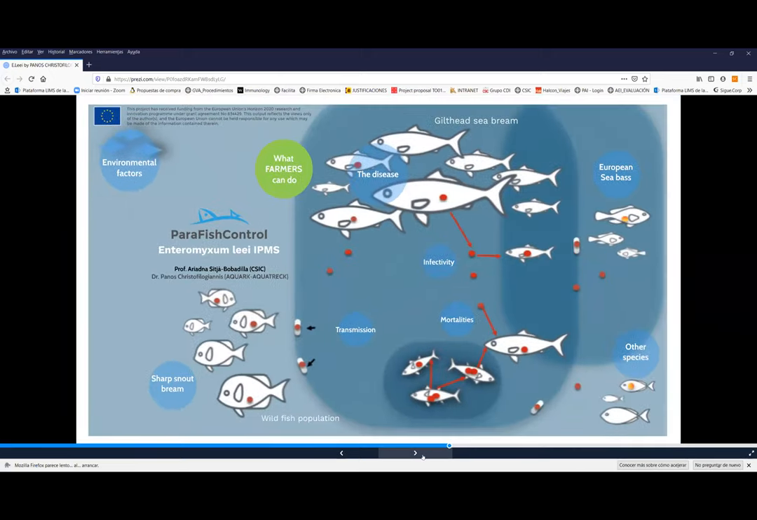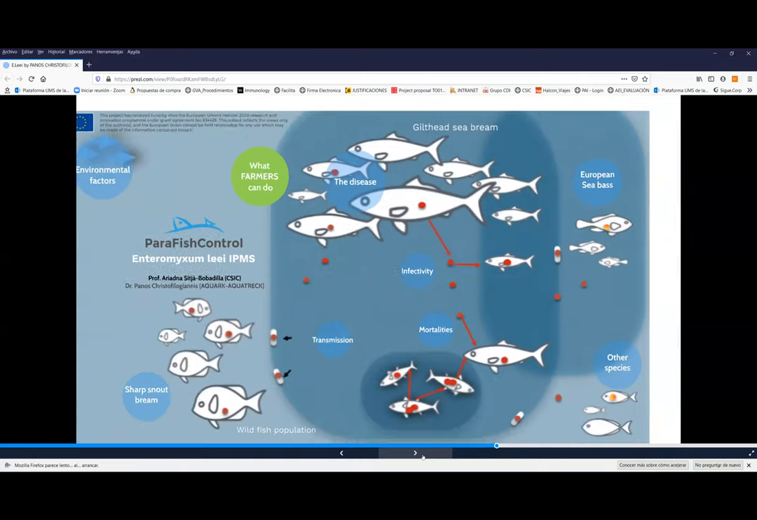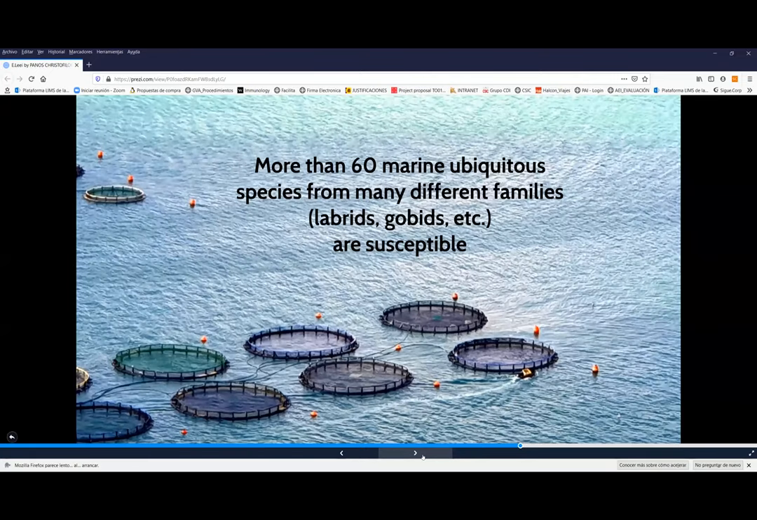Another species that is cultured a lot in the Mediterranean is European sea bass. In this fish, the health impact of the parasite is minor, but they can still harbor the parasite and transmit the disease. They are like asymptomatic carriers, but they are a risk for more susceptible species that can be farmed in nearby cages. And as I said before, there are many other marine species that can be infected, can harbor the parasite and can be a risk for other fish species.